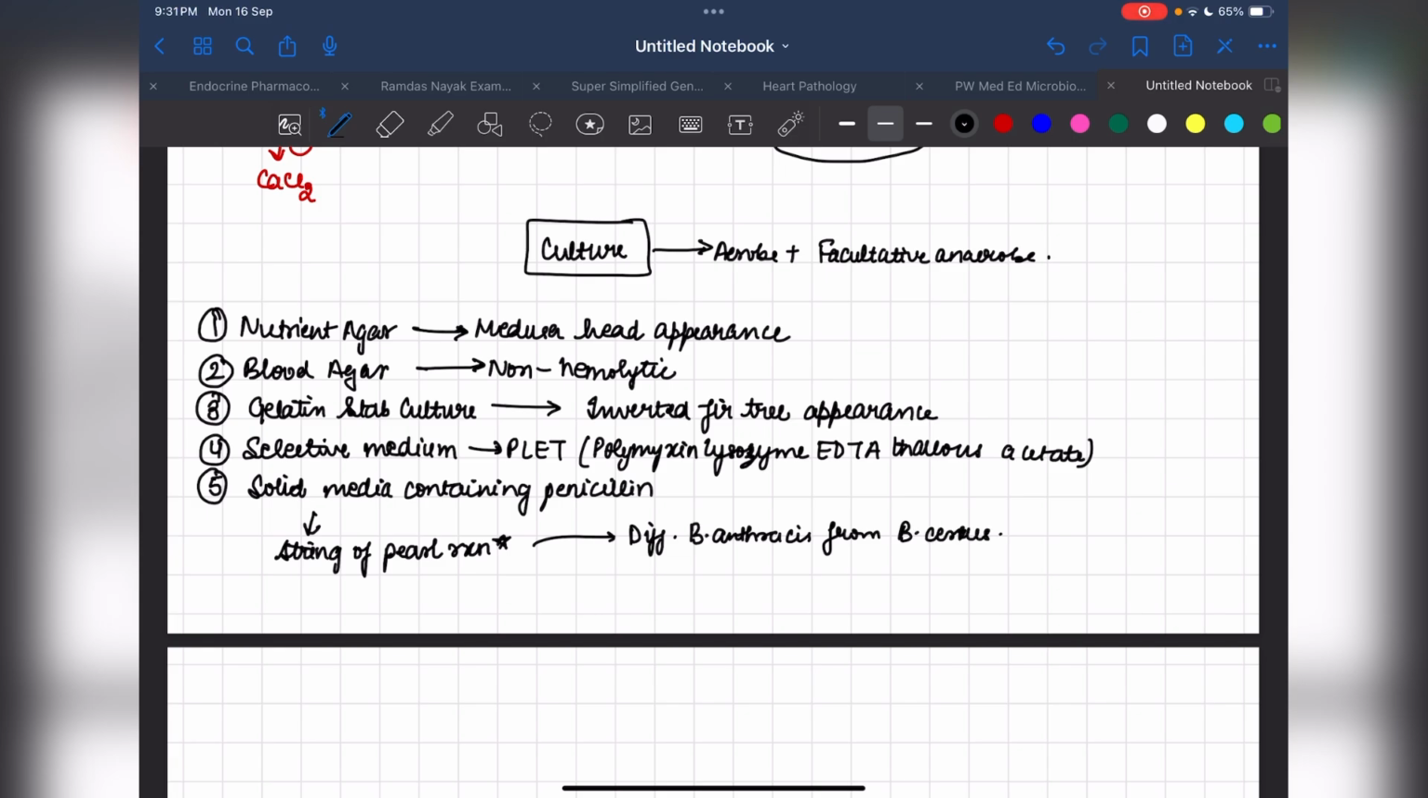Also, there is one more point that will differentiate between these two: Bacillus anthracis shows susceptibility to gamma phage. And one more point of difference, if we were to count the differences, this is the first difference, the string of pearl appearance. Second is susceptibility, and third is that Bacillus cereus is motile. I've told you they have peritrichous flagella.